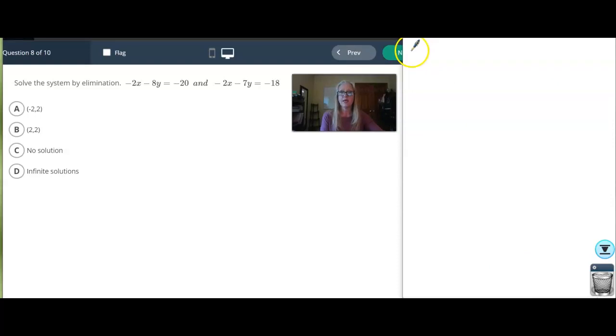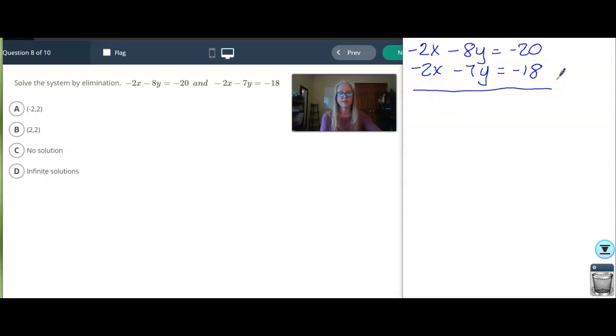This one, we have negative 2x minus 8y equals negative 20. And the other equation is negative 2x minus 7y equals negative 18. Now these equations are not identical, so chances are this one has a solution. But we can't add two negative 2x's together. That would give us negative 4x. We don't want that. We want those to go away. So we multiply this entire equation by negative 1. And what that does is it changes the sign of every number in the equation.